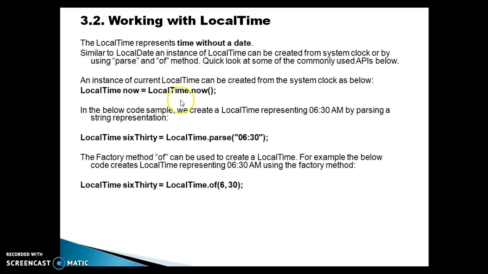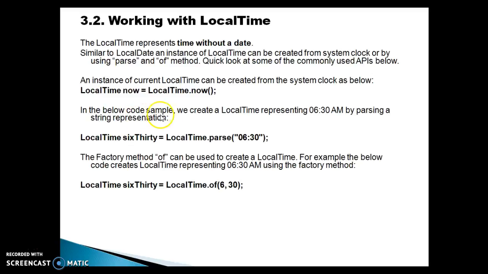So you have a LocalTime and there is a static method, so you can call it by the class name itself. This will give you the local time as per your system clock, and that will be stored into a variable now, and that you can print.